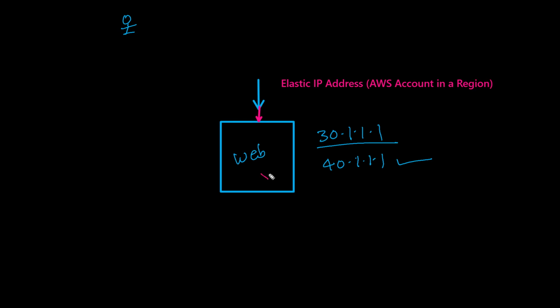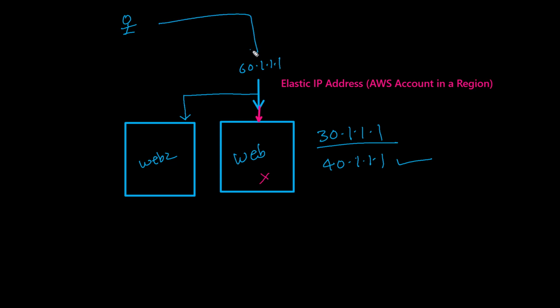So right now I am associating, let's say, this web server. If this web server crashes, I could launch another web server, let's call it web2, and the same IP address can now be associated there. So this IP address, let's say, was 60.1.1.1. My user can keep on communicating to 60.1.1.1 and it can be attached to any of the instances, shouldn't be a problem at all. So that's why we refer to it as elastic.